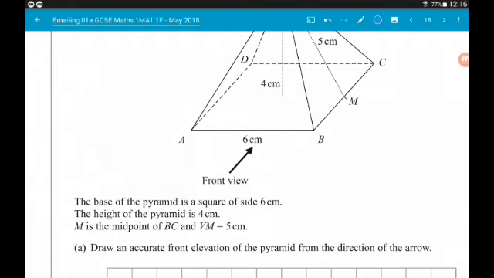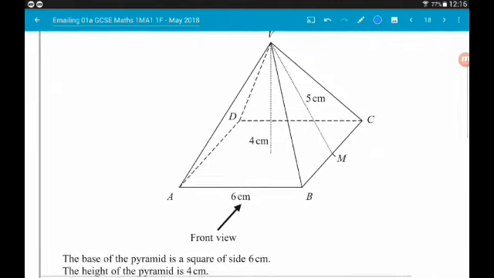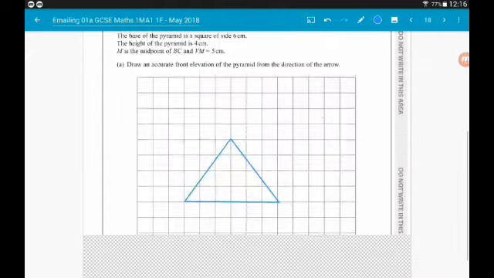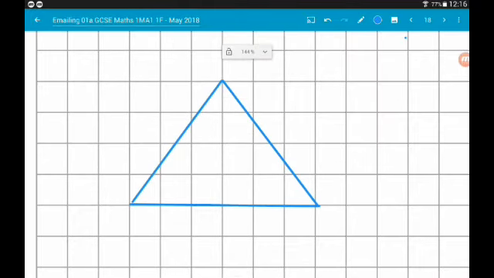Part A wants us to draw an accurate front elevation of this pyramid. So, if we were looking at this pyramid, the base is 6 centimeters long and the height is 4 centimeters. And we know that V, the tip, is going to be exactly in the middle. So what we're going to get is something that looks like this chap. Base of 6, height of 4, with the top directly in the middle. Cool.